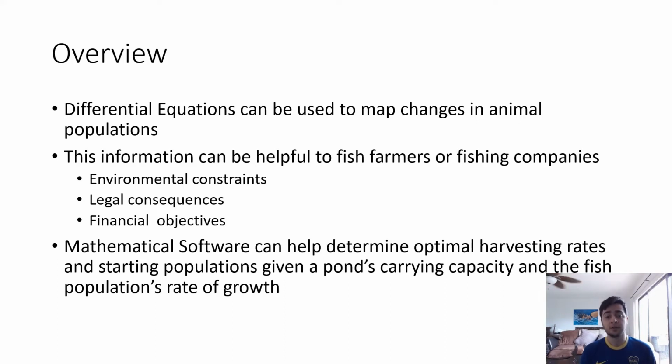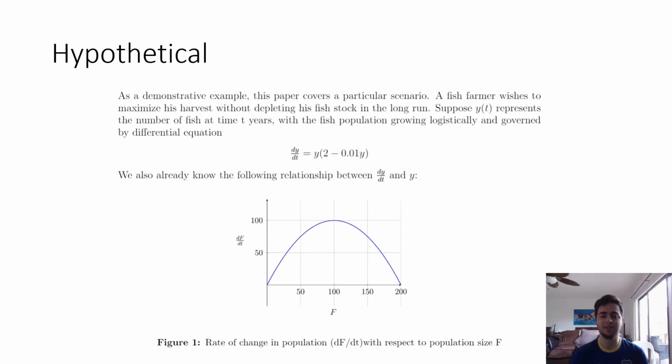So today we're going to be creating our model with MATLAB software, and it's going to help us optimize for the harvesting rates and the initial populations in a closed ecosystem. This will become clear as we progress through the presentation. Let's start working with an example.